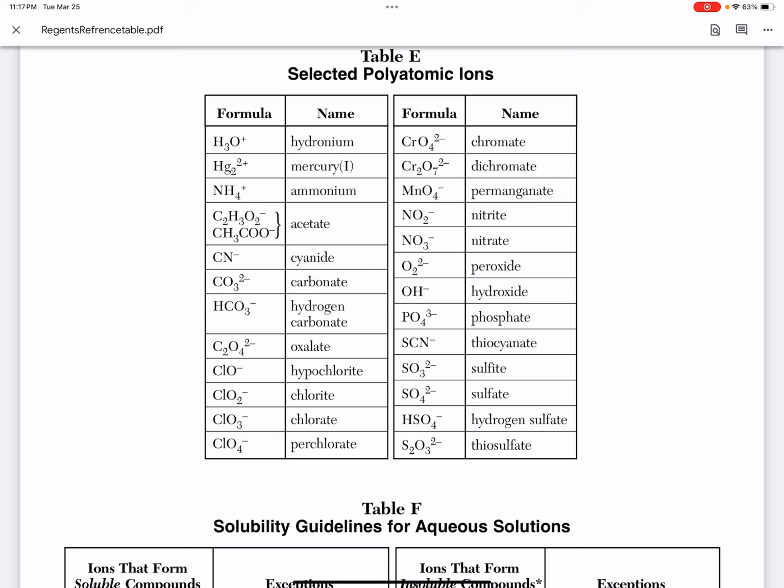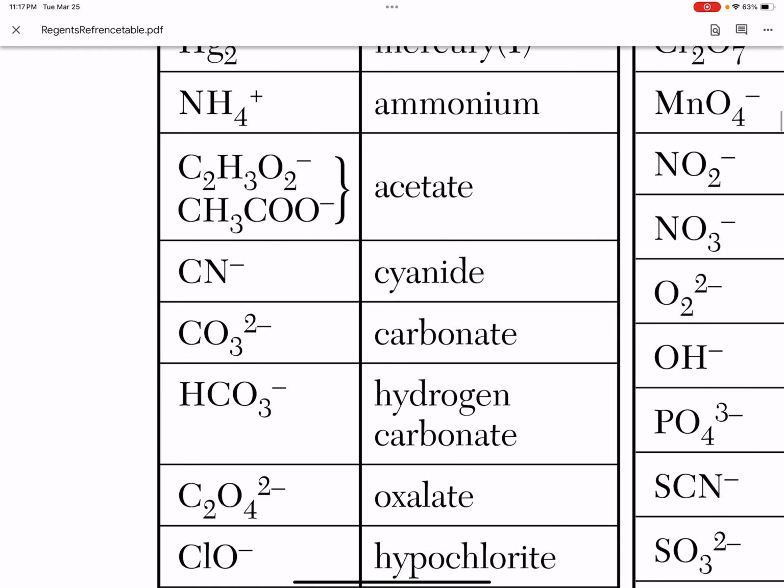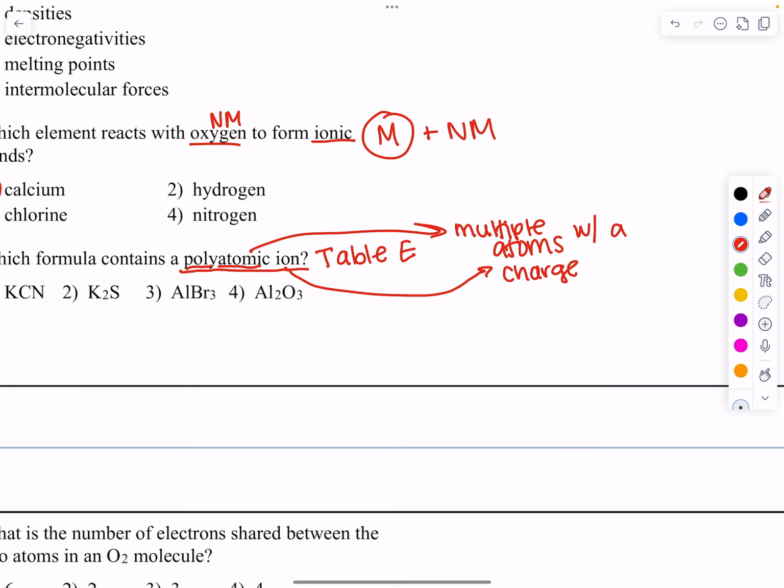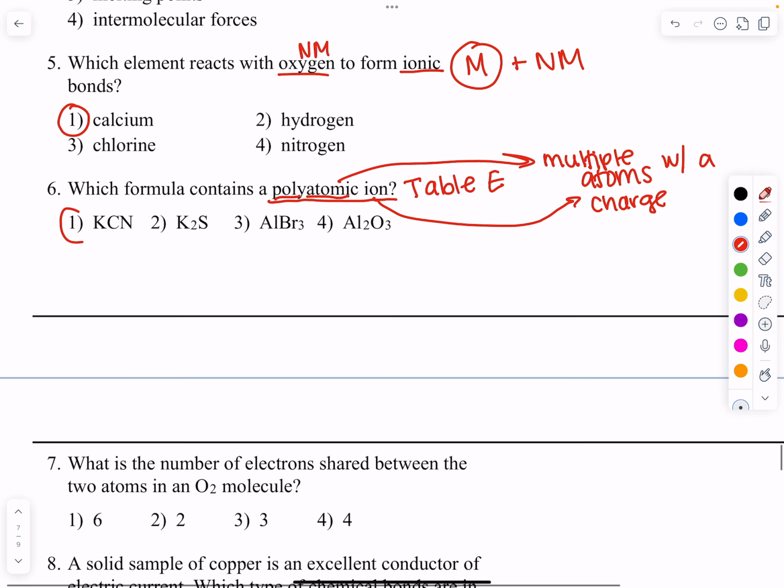So I'm looking for the compound that has a polyatomic ion. Well, first of all, most of my polyatomic ions have 2 elements. So my compound is going to have 3 elements. I can see that here cyanide, CN minus, is a polyatomic ion, and I have one choice that is KCN. That must be it. There's no other polyatomic ions here. These are just plain old compounds.